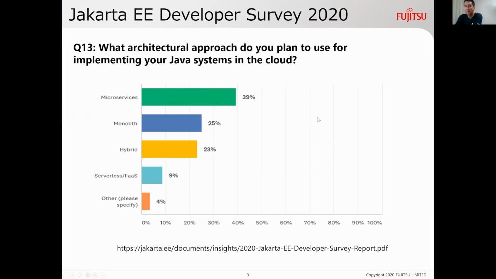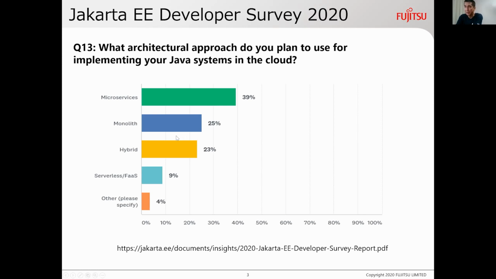So this is the Jakarta EE Developer Survey. One of the questions is, what architecture approach do you plan to use for implementing your Java system in the cloud? And 39% people answer microservice, and 23% answer hybrid. I think these numbers are not bad because the target of this survey is developers.